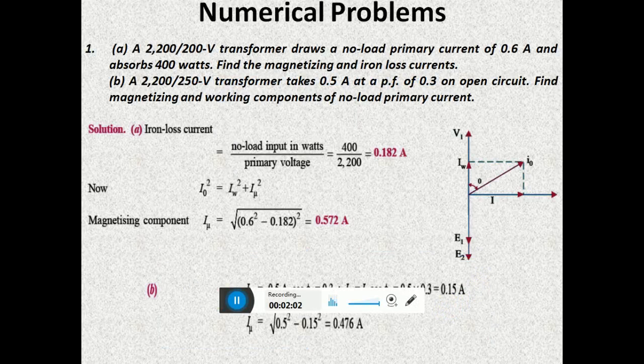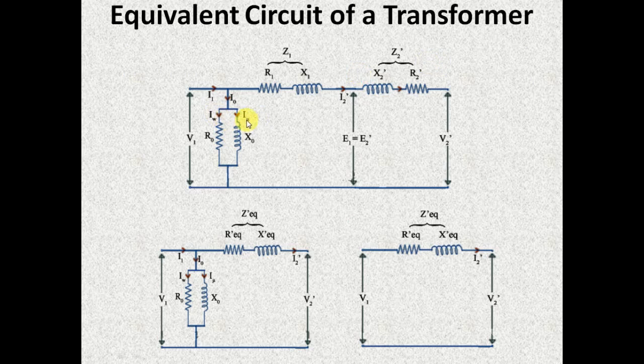In this problem, the voltage rating of the transformer is given. This is actually the transformer under no load condition. So it is taking a no load primary current of 0.6 ampere. The value of I0 is given and it absorbs 400 watts. You are asked to find the magnetizing and iron loss components of the current, that is, the I mu and IW values.